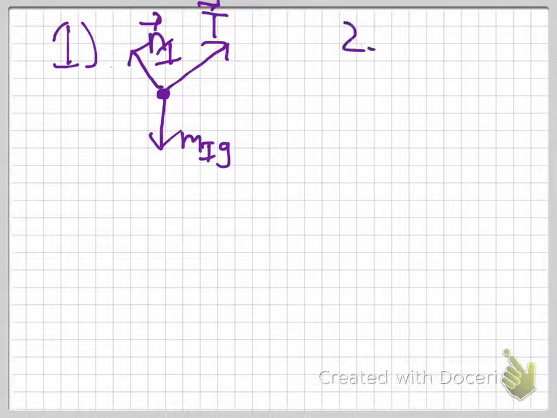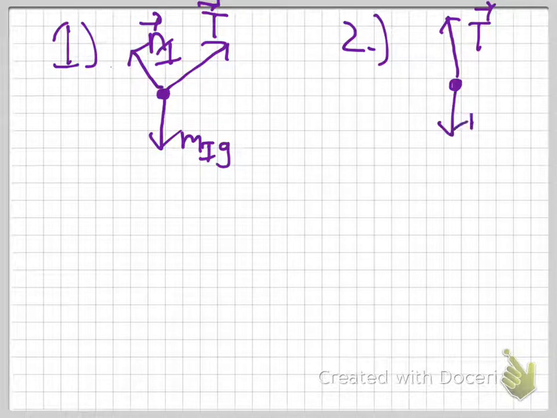My second free body diagram is much simpler. It is tension, straight upwards, and then m2 g. It's a little bit hard to draw your vector arrows with this type of question because we are unsure about what direction the acceleration will be. So at this step, don't worry about it.